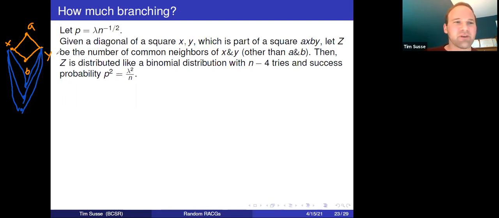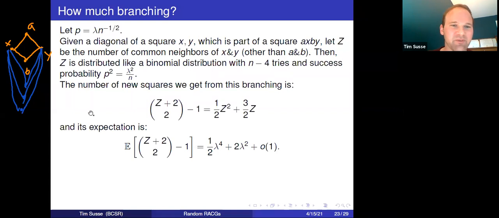And so the number of common neighbors of X and Y is some random variable Z, which is distributed like a binomial distribution, where you have n-4 trials, and the success probability is p squared. The success rate is p squared because we need 2 edges to get a common neighbor. So 2 edges happen with probability p squared, which looks like lambda squared over n.